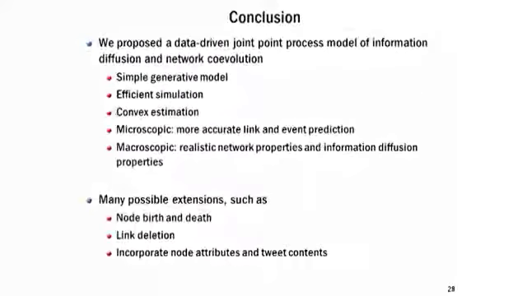So essentially, there are many possible extensions you can do. For instance, we haven't looked into the breadth and depth of the nodes. You can also model the link deletion process. You can also incorporate node attribute information and tweet contents to make this model more realistic and more predictive. I welcome any suggestions about this model.